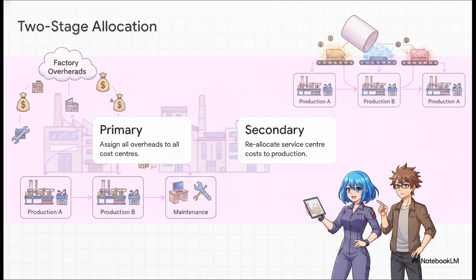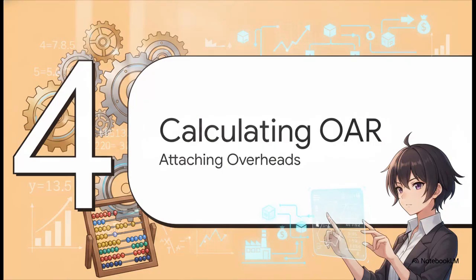But here's the catch. Some departments, like say the maintenance team, are service centers. They aren't actually building the product, and that brings us to step 1B, secondary reallocation. We basically have to empty out all the costs from those service centers and reallocate them straight into the main production centers. Why? Because the final product has to absorb the full cost of running the entire factory, not just the assembly line.